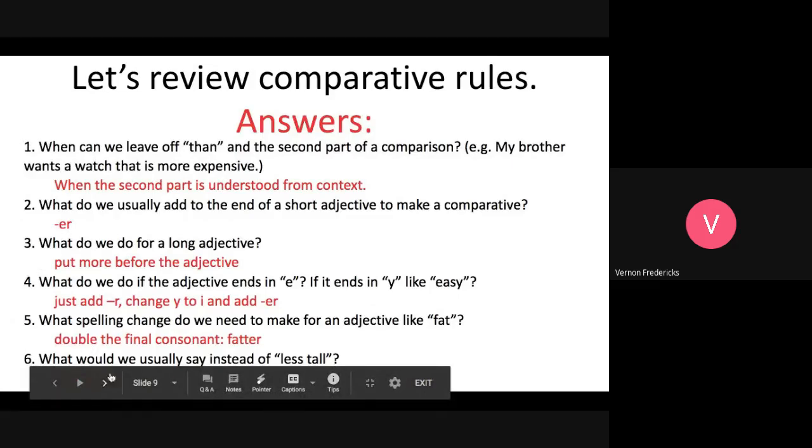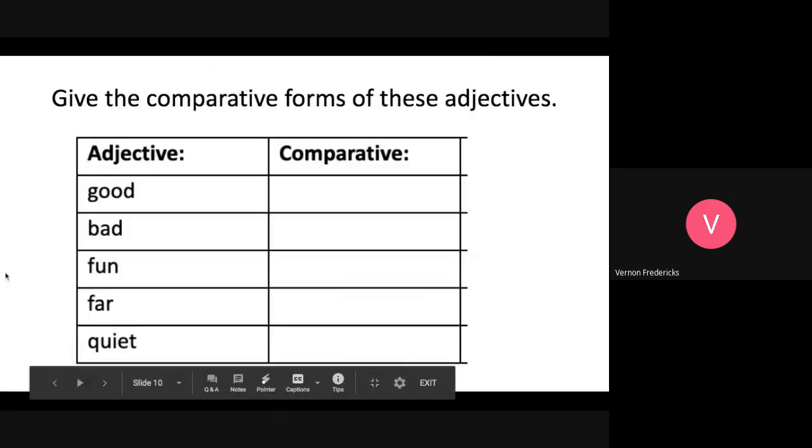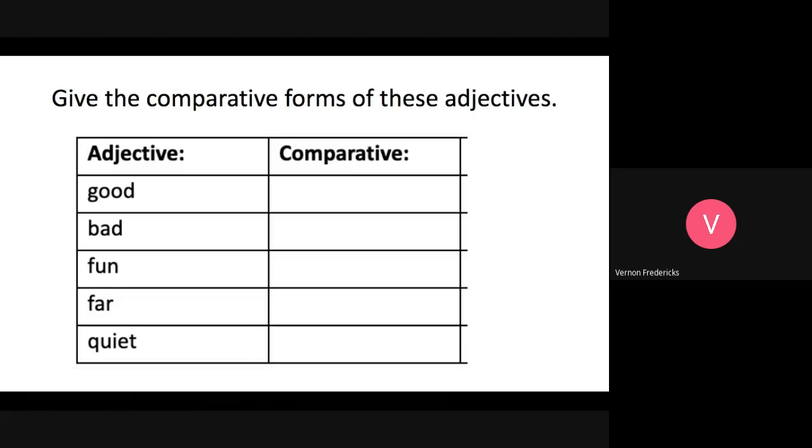Okay, students, let's continue on to the next slide. Give the comparative form of these adjectives. Quickly, students, in your notebook, you have 3 minutes. In your notebook, write the comparative form for me of these 5 adjectives. Quickly, 3 minutes. Make it 2.5 minutes. Okay, quickly, in your notebooks.